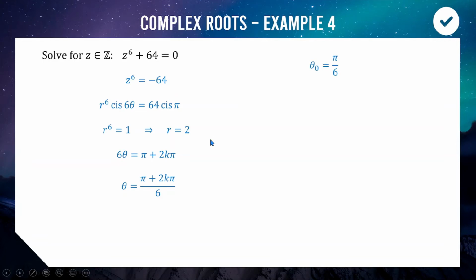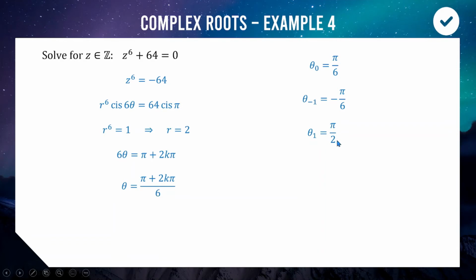All right, our first one, subbing in k equals 0, we get pi on 6. For the second one, subbing in -1, we get minus pi on 6. Okay, this time, once again, we are seeing conjugates because our equation, as we notice, is all real numbers and no imaginary constants.